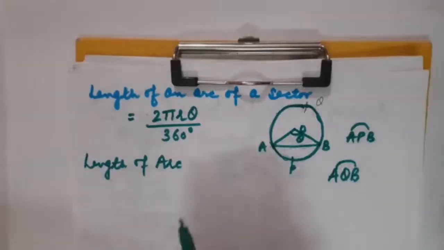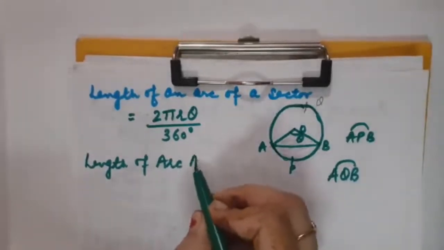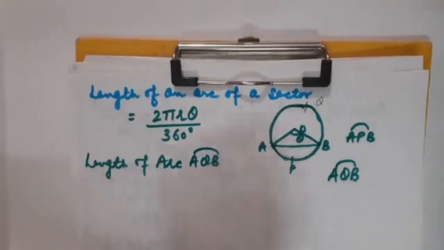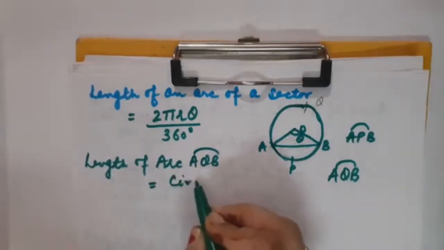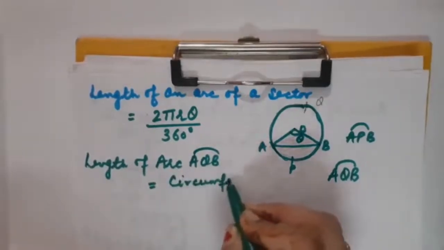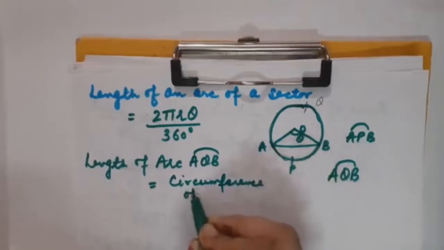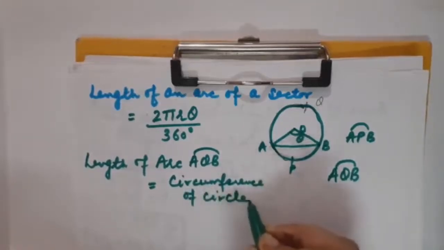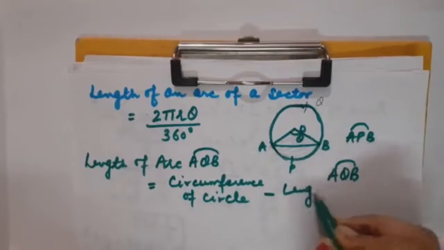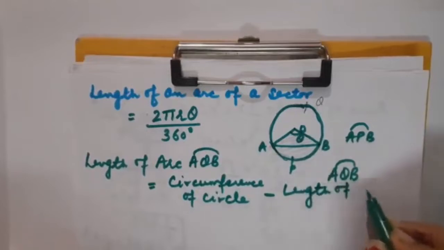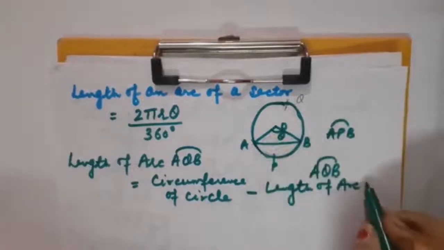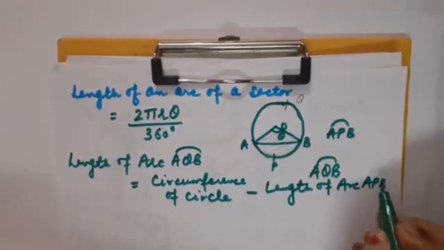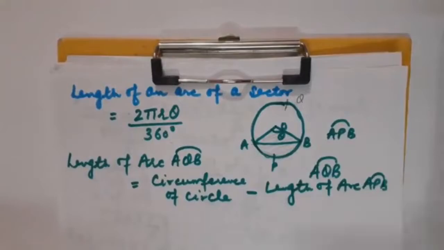Which arc? The major arc. That is AQB, corresponding to the major sector. So how will you calculate? This will be the circumference of the circle minus the length of the arc. Which arc will you be taking now? Correct, that is APB. Clear, children?